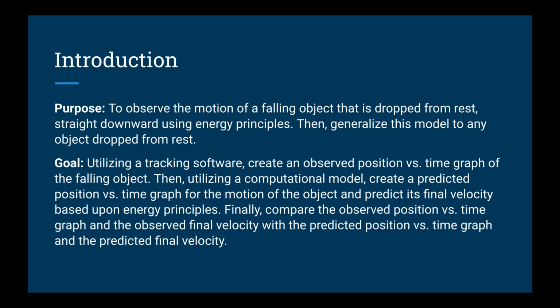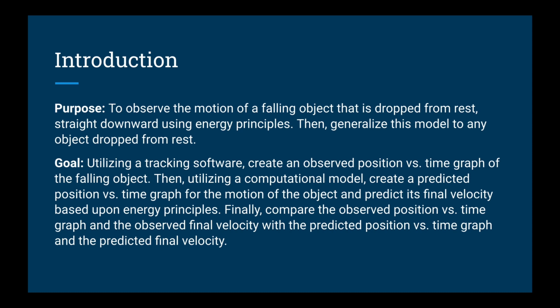The purpose of the lab is to observe the motion of a falling object that is dropped from rest straight downward using energy principles. Then we will generalize this model to any object dropped from rest. The goal of the lab is to utilize a tracking software to create an observed position versus time graph of the falling object. Then, utilizing a computational model, we will create a predicted position versus time graph of the motion of the object, and then predict its final velocity based upon energy principles.